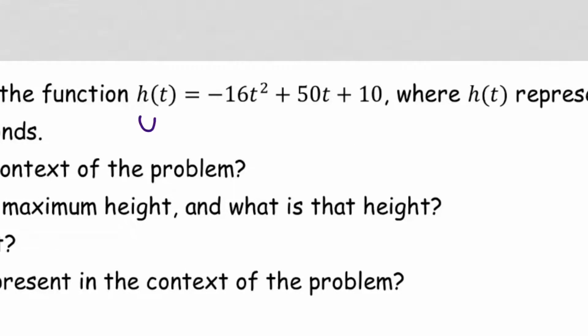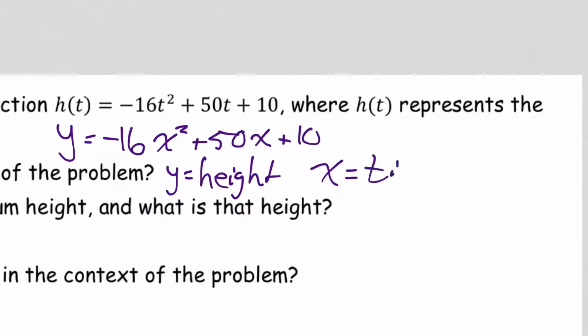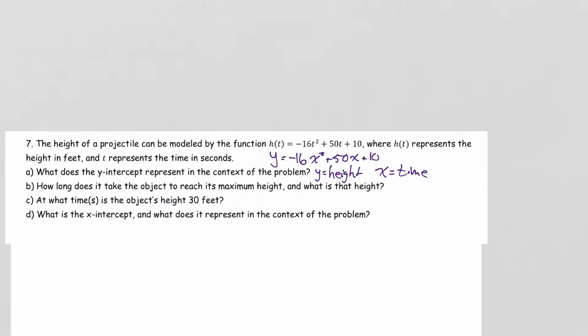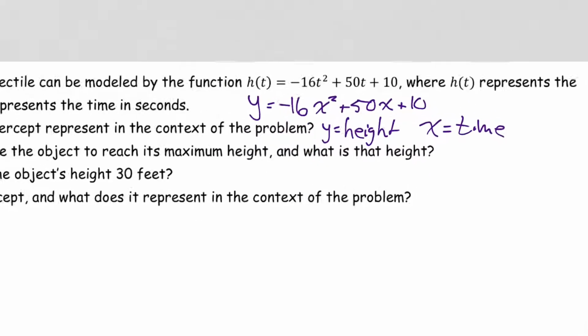We're going to need the equation y equals negative 16x squared plus 50x plus 10, which tells me that y is the height and x is the time in seconds, height in feet. So there we go. Well, what are we going to do? So question A, what does the y-intercept represent in the context of the problem? Well, think about your variables.